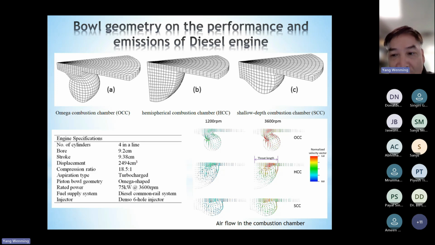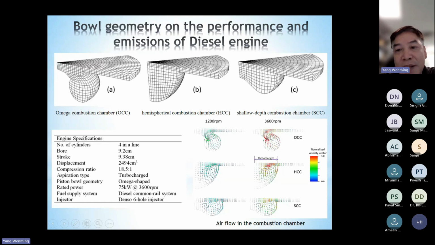Okay, so firstly, we have simulated the flow fields in the three different bowl geometries, okay? This is omega, HCC, and SCC, correct? At different engine speed conditions. So firstly, comparing this one and this one, we can see that with the increase of engine speed, a stronger turbulence will be formed, correct? Similar for the other two bowl geometries, HCC and SCC.